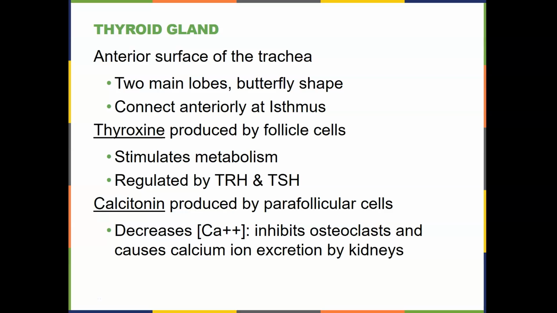The thyroid is anterior to the trachea. It has 2 lobes on the right and the left, and it connects anteriorly around the trachea at a region called the isthmus. It produces thyroxine. Thyroxine is produced by follicle cells inside of the thyroid. I'll show you what follicle cells look like. There's a reason they're called follicles, actually.